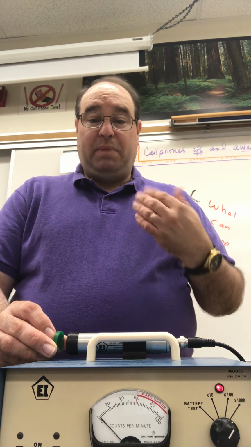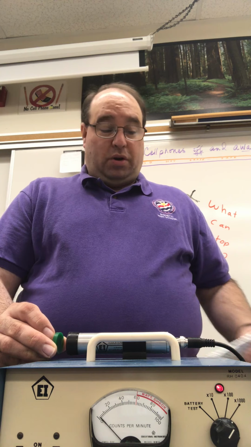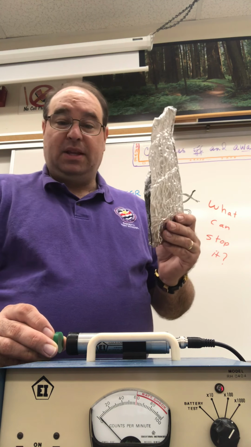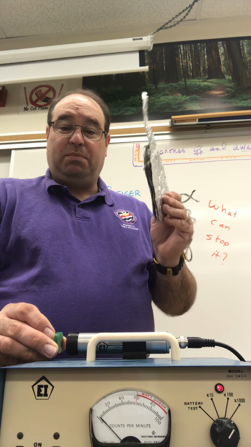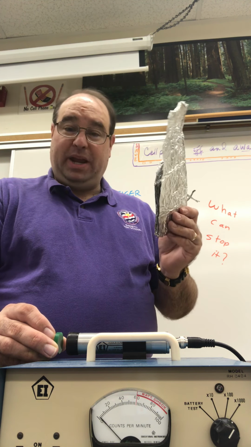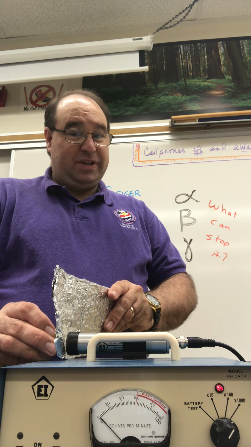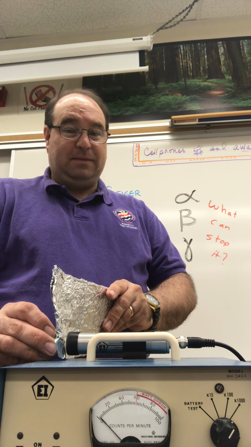To block beta radiation, I need something a little bit thicker than your skin or paper. Maybe some foil would do a pretty good job. So again, let's listen. This will block out all the alpha and all the beta. Still not too much of a change. What does that mean? It means this source must be emitting some pretty good gamma radiation.